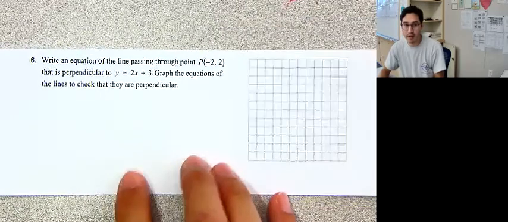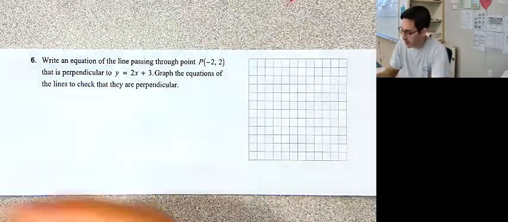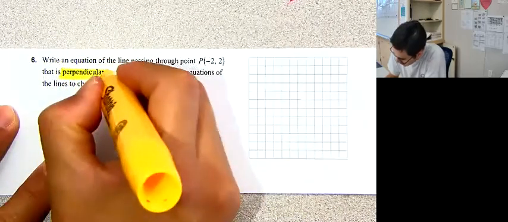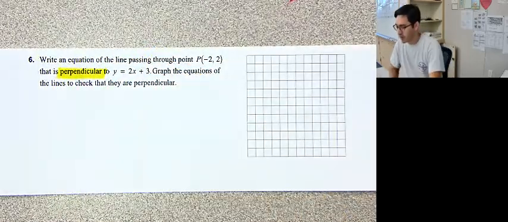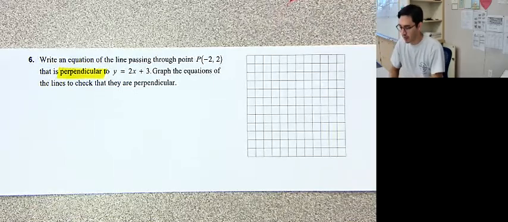Okay, last question. Write an equation of the line passing through point P, coordinates (-2, 2), that is perpendicular to the line y equals 2x plus 3, and then we're going to graph both of the lines.